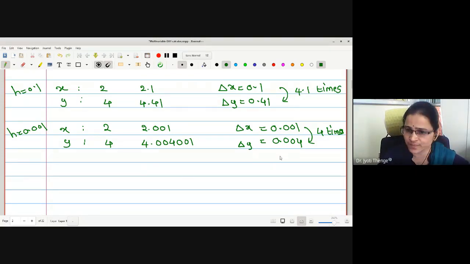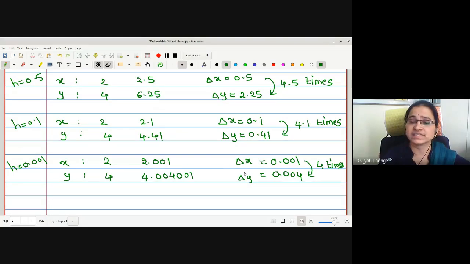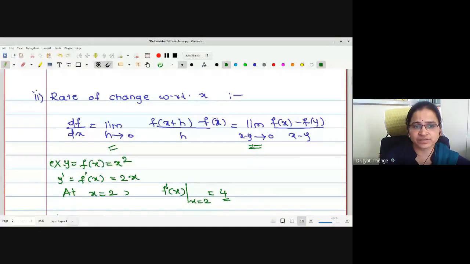But as you go on reducing the difference between the two values x and y, that is, as your delta x tends to 0, h tends to 0, your change in the function is 4 times change in your independent variable. Change in y is 4 times change in x. This is another interpretation of the derivative: rate of change with respect to x.